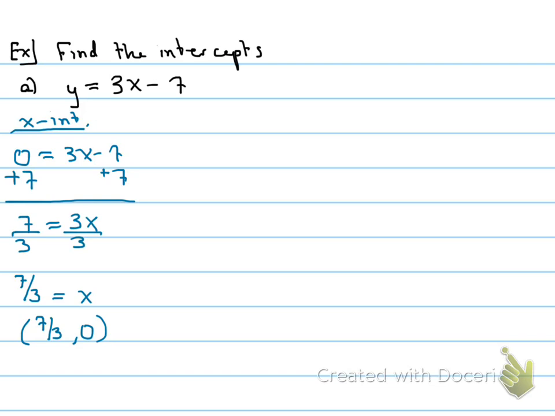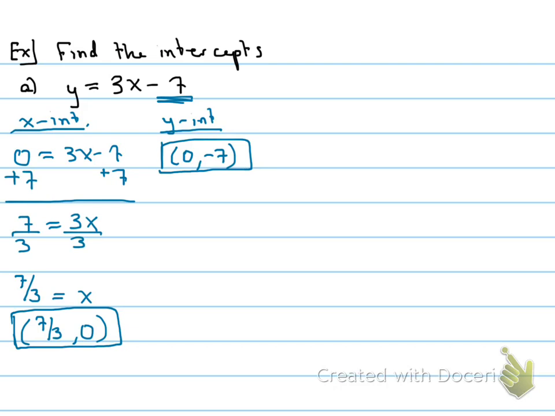On this example, since it's in slope-intercept form, we actually have an easy way to find our y-intercept. That minus 7 is our b, right? y equals mx plus b. That is our y-intercept. So we just have to write that as a point, 0, -7. And we have our answer.